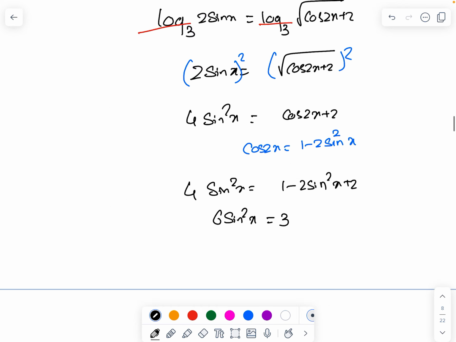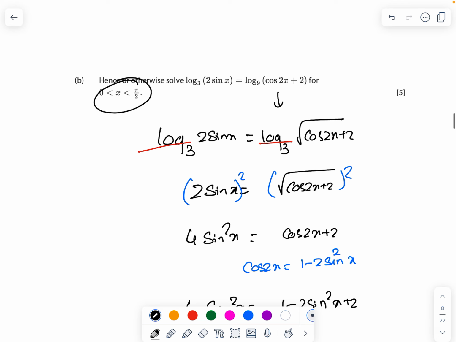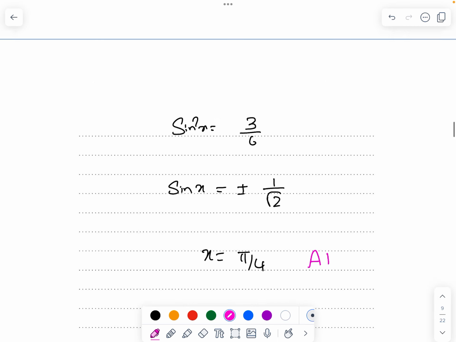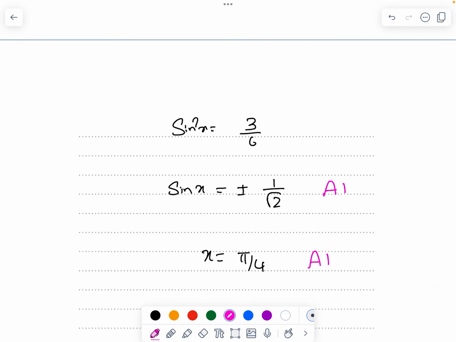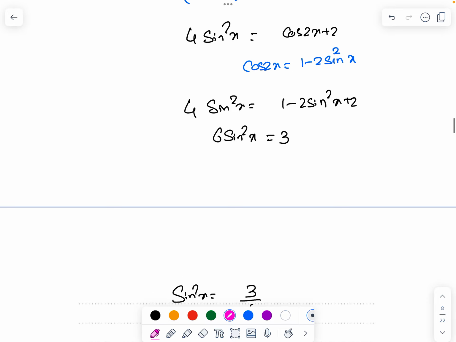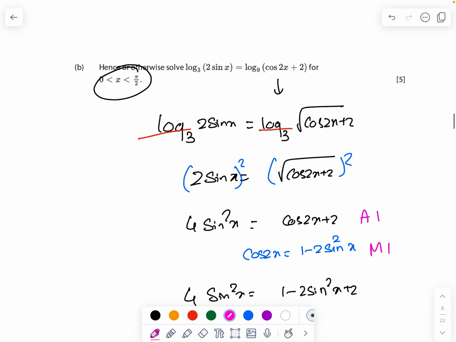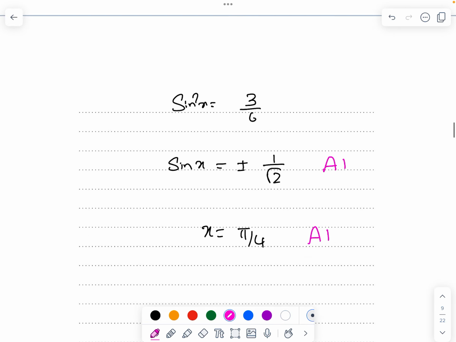So now again x should be in the first quadrant, so therefore it is only pi by 4. So x equals pi by 4. So that is 5 marks. This is an accuracy mark, 1 mark, and for getting this is 1 mark, and writing the formula is method 1 mark, and getting this is 1 mark, and finally for this step is also method 1 mark. So totally you get 5 marks over there.